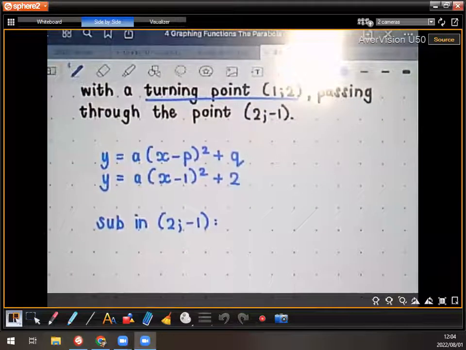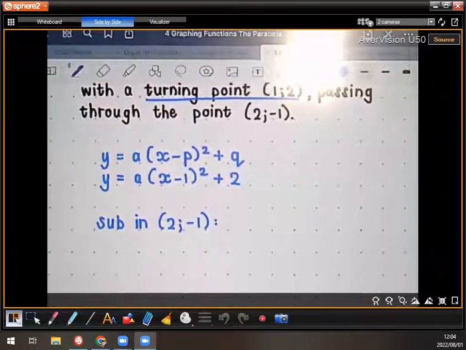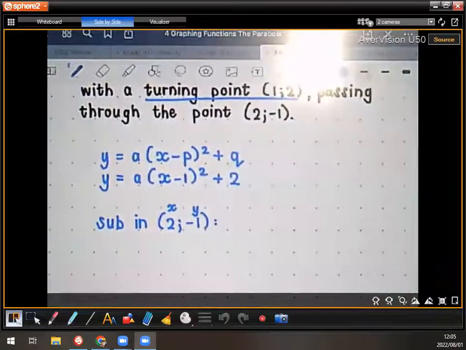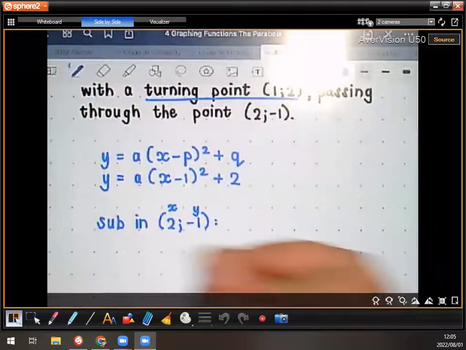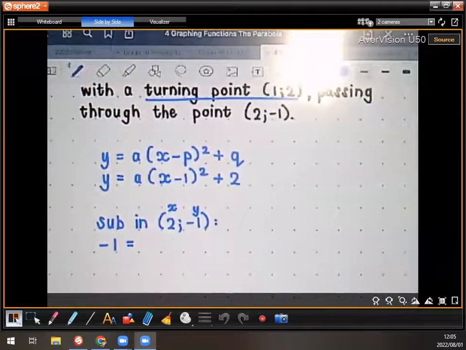Guys, they'll never give you information that you don't have to use. So if you're working along and you're like, oh, they've given that point, I haven't actually used it, then that's what you need to do. You have to use all the information that they've given you. So this is the x value and that is the y value. So instead of y, we're now going to write negative 1. So that is the y value of the point.